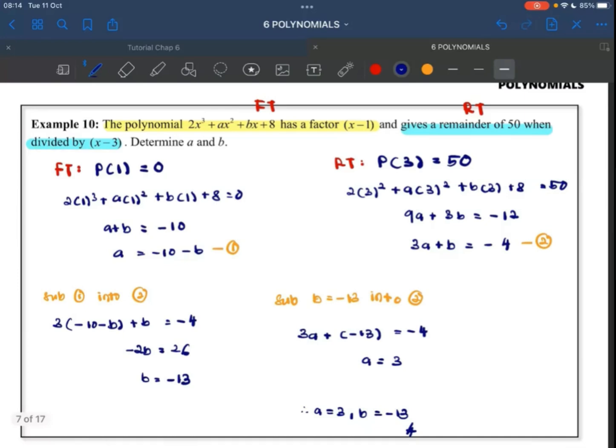Boleh? Faham? Okay ke? Okay, Miss. Okay. Alright, simple je. Asalkan kamu tahu dua benda ni, yang lain ialah basic mathematics lah, simultaneous equation. Alright, kita teruskan kepada soalan yang seterusnya.